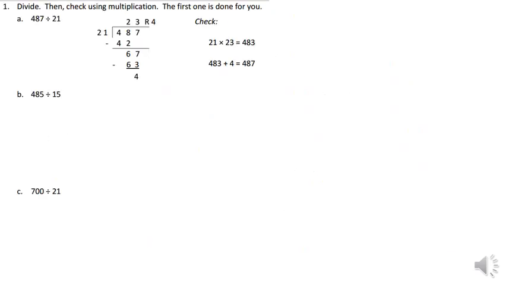Now, 1A is already done for us, but we're going to go through it so we can see where the numbers came from. We're starting off with 487 divided by 21. The first thing we always do is an estimation. We estimate the divisor first, so we're going to estimate that to 20.